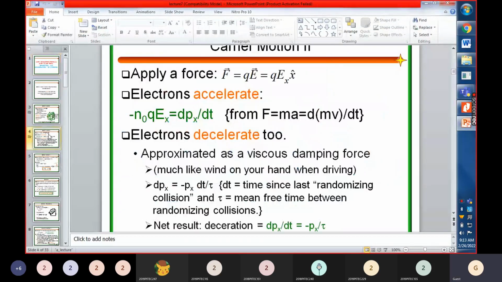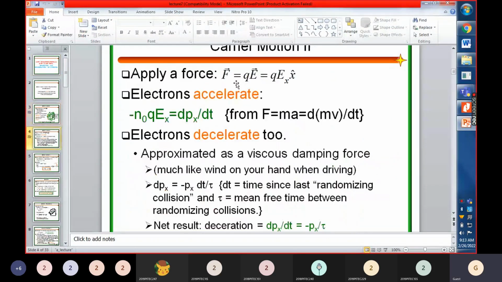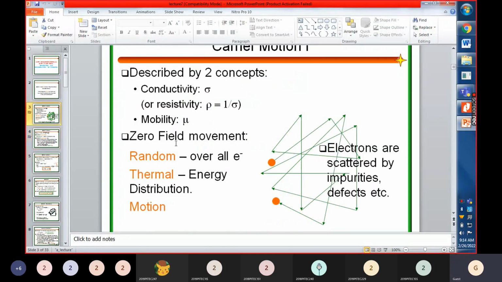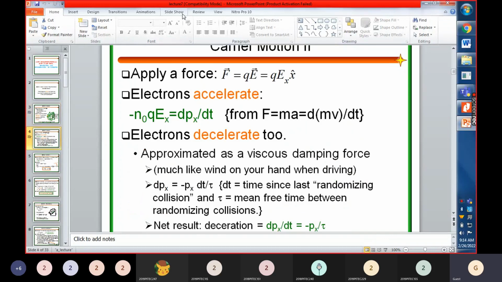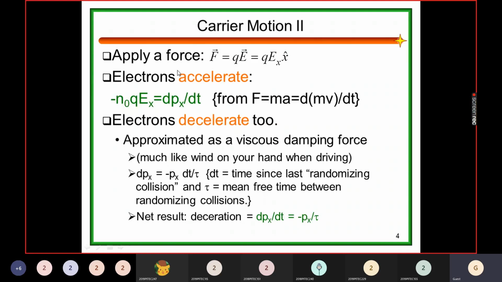Okay. So we are seeing about carrier motion 2. We are going to apply a force here in order to overcome this particular zero field movement which is present with impurities in this case. So we are going to apply an external force here. You can see there the external force is given by the formula F vector is equal to Q into E vector, which is equal to Q into Ex into X cap.